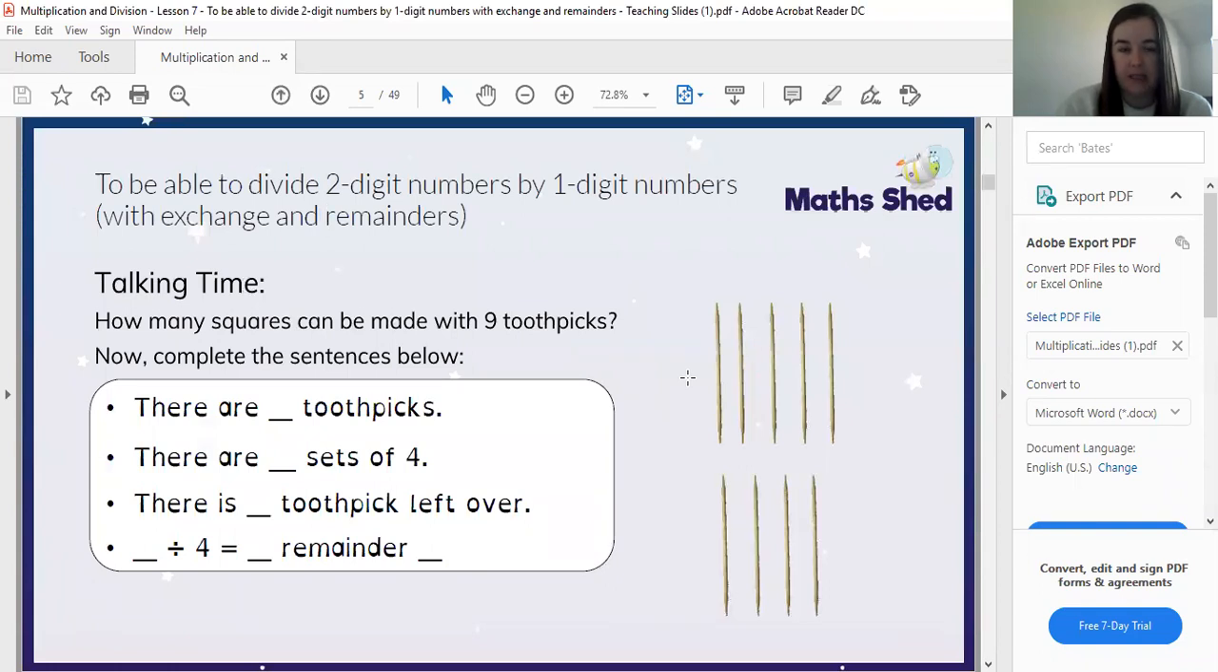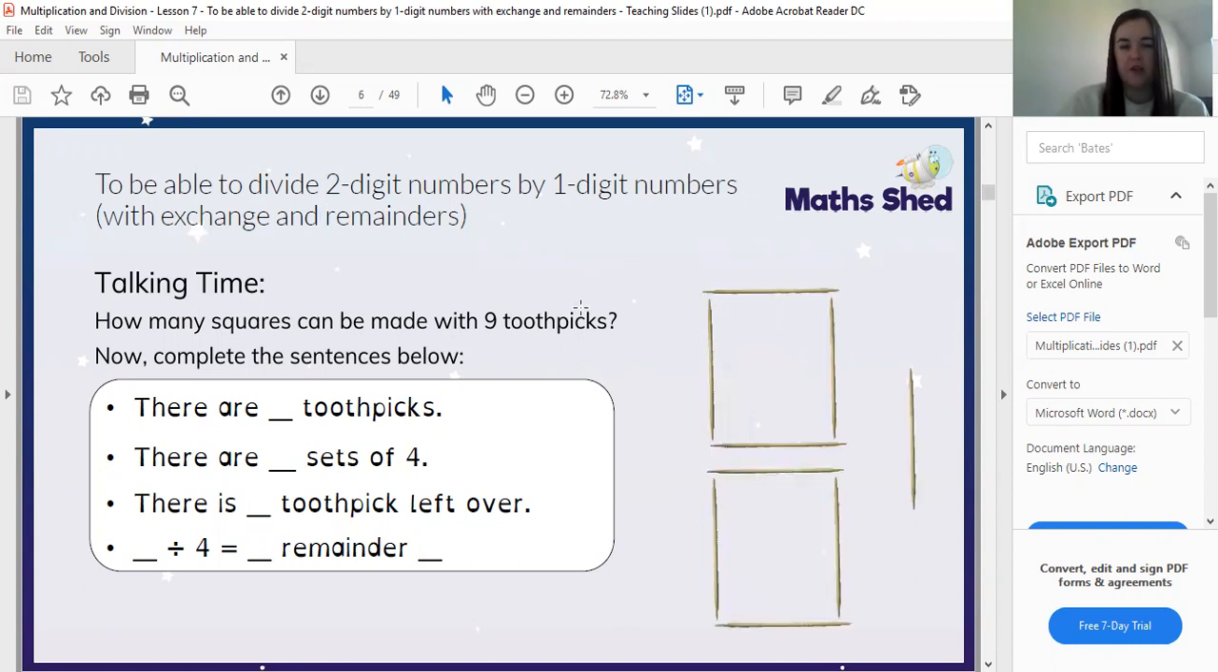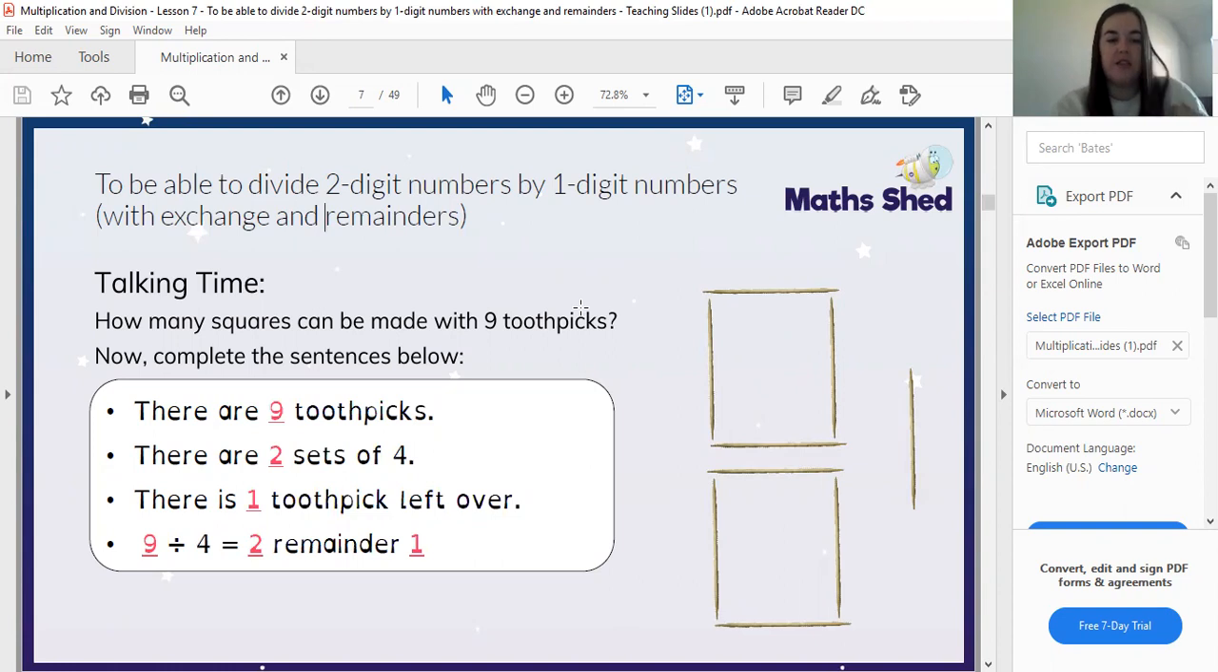So we're going to be using toothpicks to help us with our dividing today. So it says how many squares can be made with 9 toothpicks? So we've got 9 divided by 4. To help us, we're going to use toothpicks to make squares because a square has got 4 sides. So with the 9 toothpicks, I'm able to make 2 squares with 4 toothpicks in each, and then I've got 1 toothpick left over. So there are 9 toothpicks, there are 2 sets of 4, and there is 1 toothpick left over. So 9 divided by 4 is 2, remainder 1. So remainder means what's left over once we've shared the others out equally.